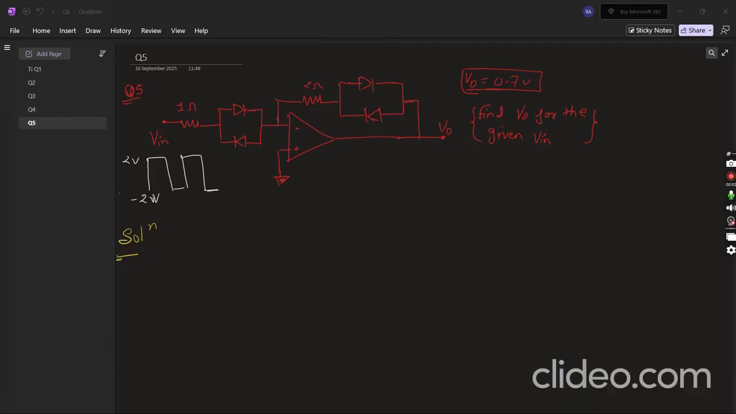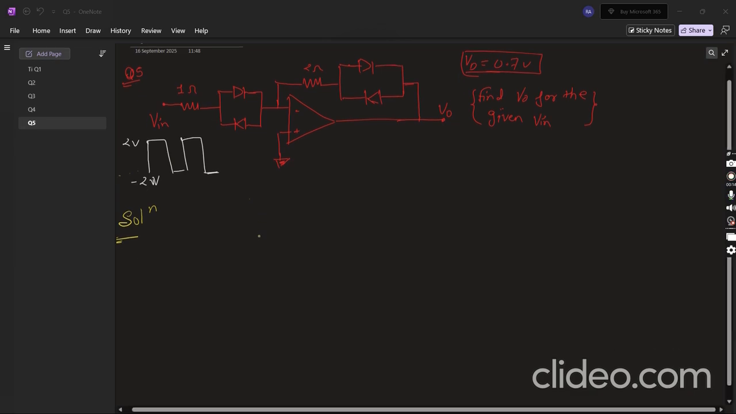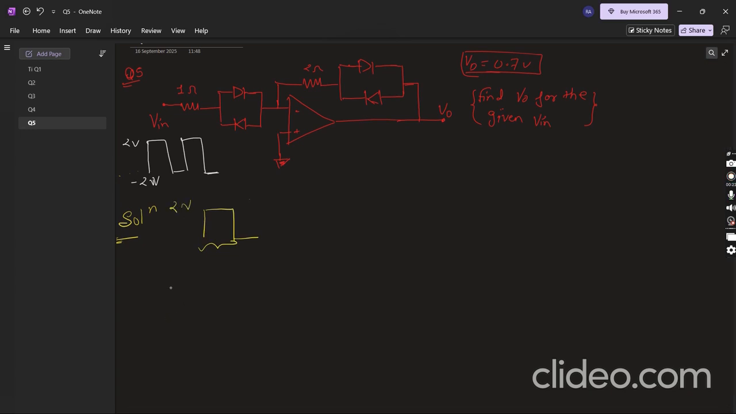So this is the input given. This is a pulse input from 2 volt to minus 2 volt. The interviewer asks us to find V naught. This is the last question asked by the interviewer, and let's solve for the positive pulse of 2 volt.